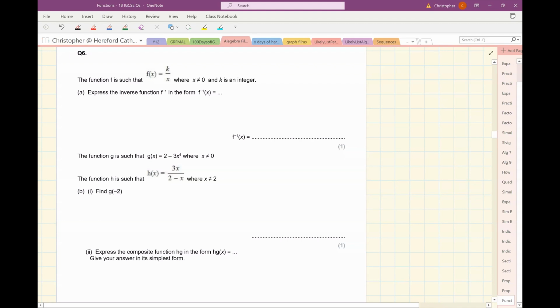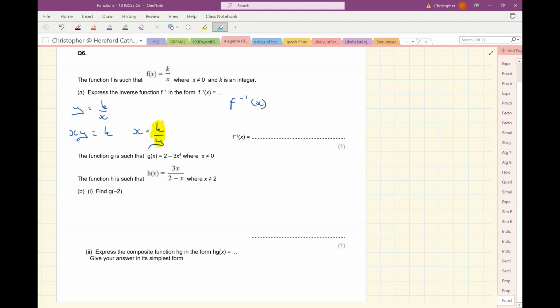Question 6. Right, I've got f defined as k over x, and I'm asked to express the inverse function in that form. So I'm going to start by writing y equals k over x, and I'm going to make x the subject, multiply both sides by x, and then divide both sides by y. So x will be k over y, so the inverse function is going to be this expression here, with x substituted in place of the y. So it's going to be k over x, I beg your pardon.